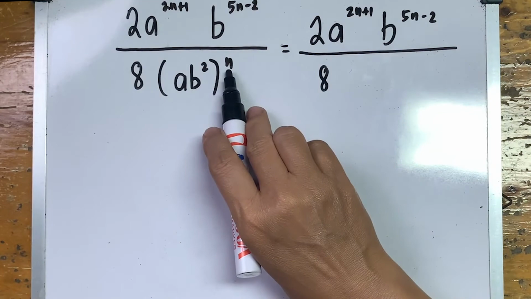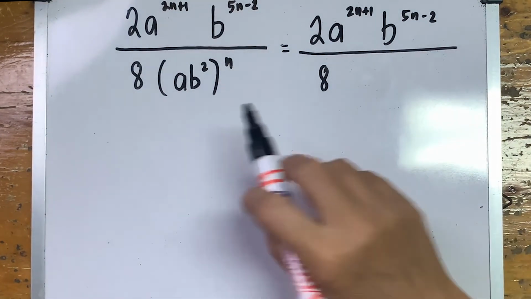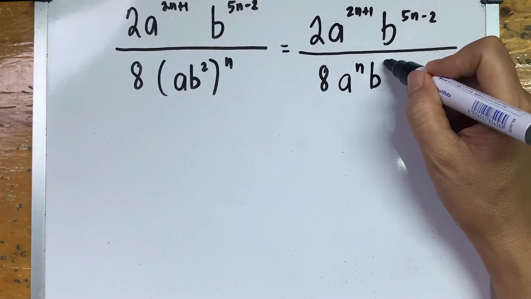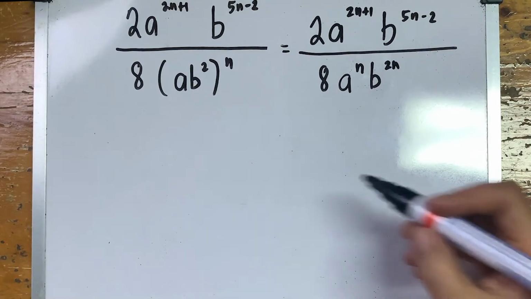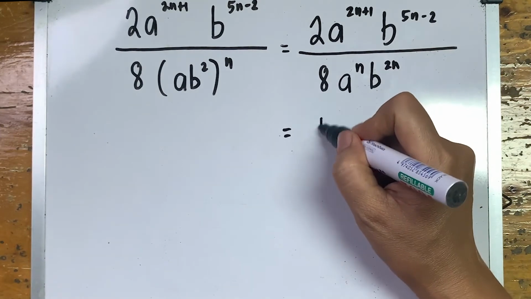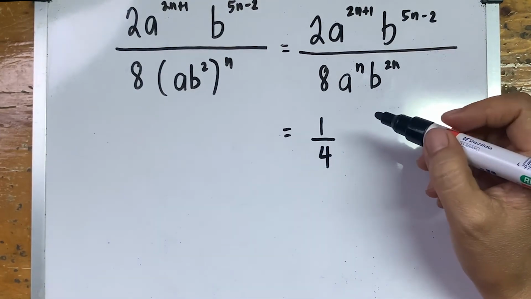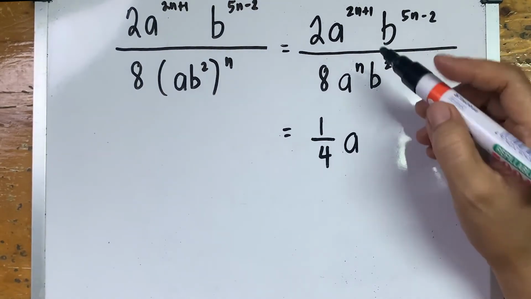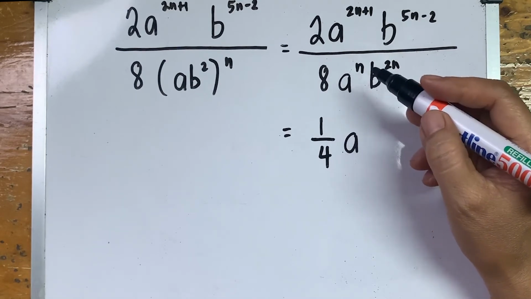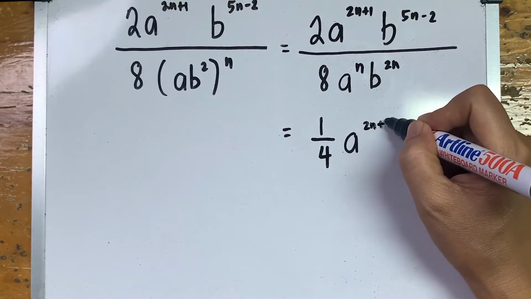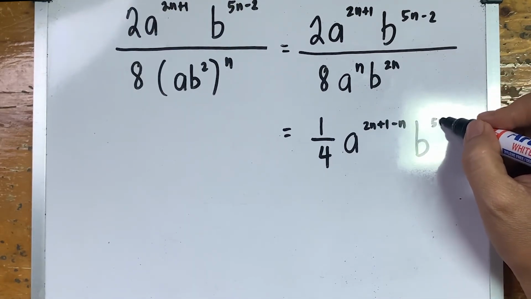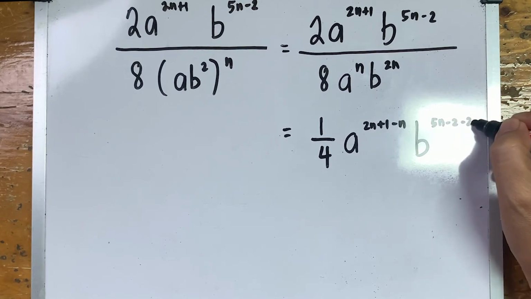Okay, again, we have to distribute n to each variable there. So we have a raised to n times b raised to 2n. Okay, let's work on the numerical coefficient first. So this one will give us, well, let's reduce this, 1 over 4. Okay, for a, just copy the base and then, for this one, we have to subtract the exponent. So it will be 2n plus 1 minus n for a. And then for b, it's 5n minus 2 minus 2n.